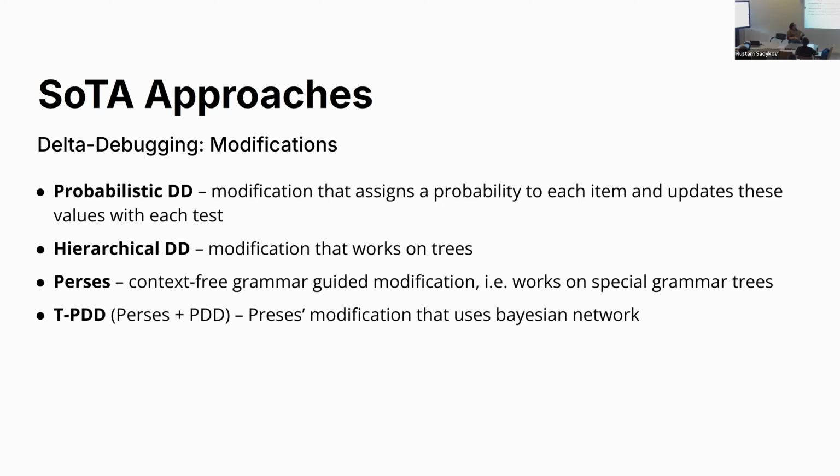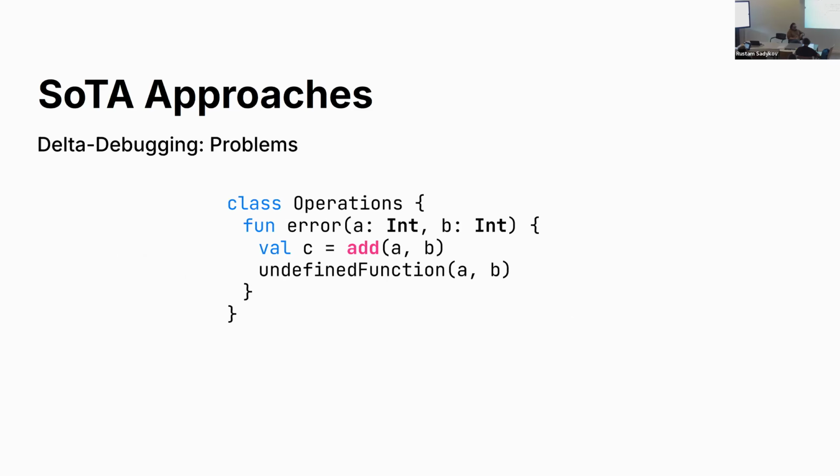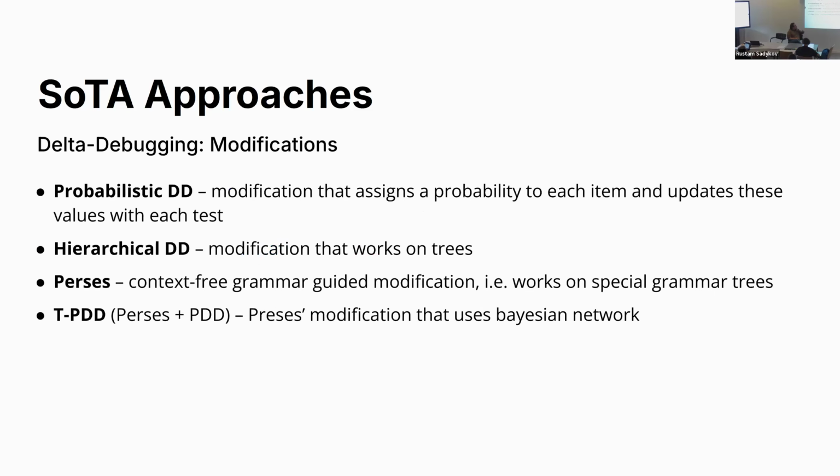Of course, there are some modifications that try to solve such problems. For example, there are modifications that just speed up the approach, or that work on trees, or even a modification that works respecting the context-free grammar of the language. But of course, for such problems, it's not a solution, but it's the best that we have now.